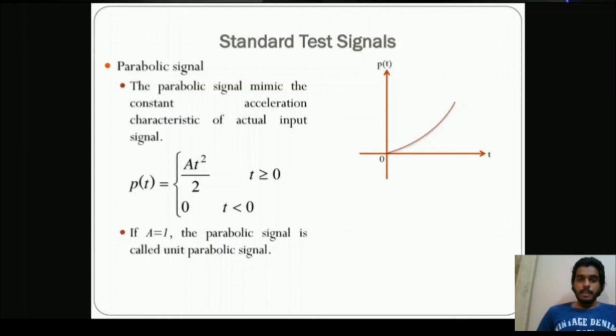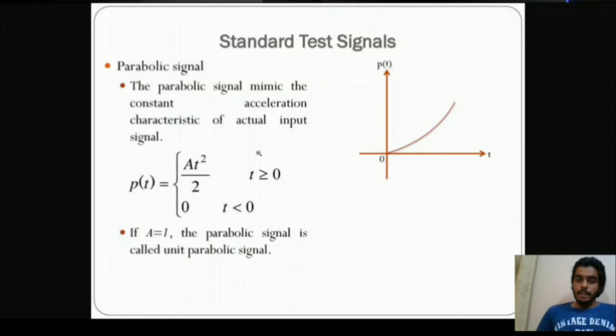Let us now move on to the definition of the parabolic signal. The parabolic signal is defined as a t square by 2 for t greater than or equal to 0, and 0 for t less than 0. The a is actually a scaling factor, and when this a becomes 1, the parabolic signal is called the unit parabolic signal. The graph depicts the continuous time case of the unit parabolic signal. For t greater than or equal to 0, the graph follows the path of a parabolic function, and for t less than 0, the graph always lies on the x-axis.